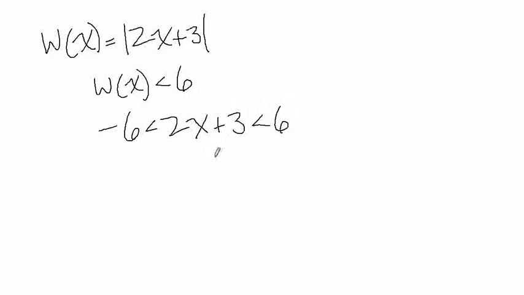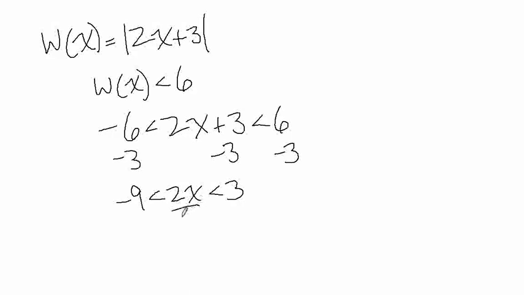All right, so let me subtract 3 from both sides. Actually, from all three parts. And now let me divide every part by 2. Okay, so I get that if I insist on the function values being less than 6, then I want to focus on the interval with x values between -9/2 and 3/2.